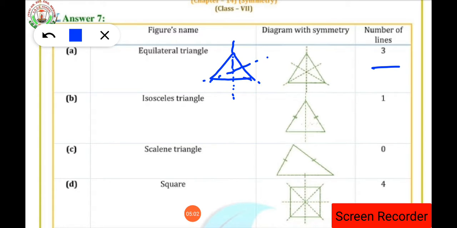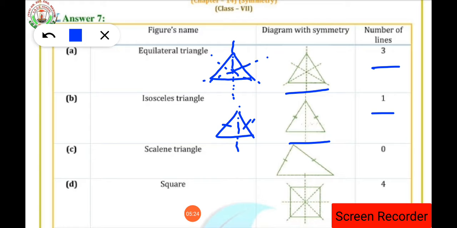With the help of a dotted line like this, the diagram will be like this. Clear? In the same way, we have the isosceles triangle. As we know, an isosceles triangle has any two sides equal in measurement, so only one line of symmetry is possible, as shown here. How many lines of symmetry are possible? Only one.